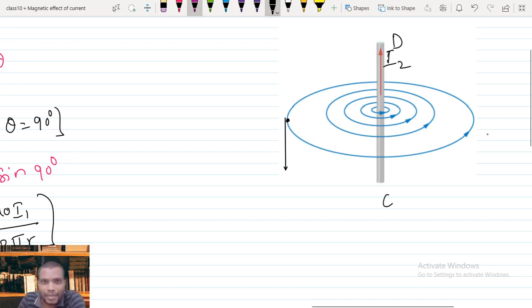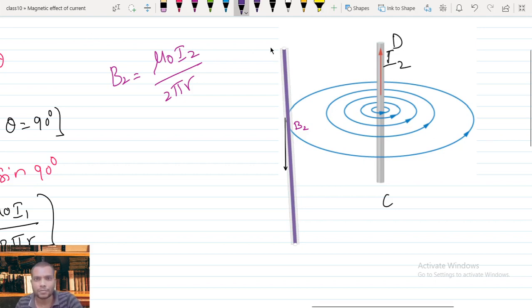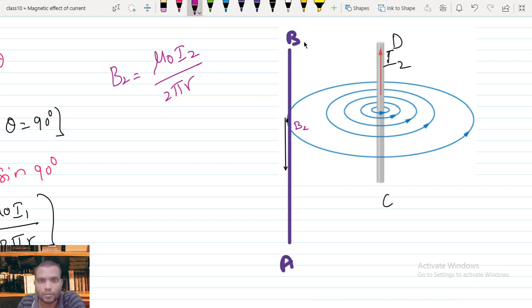Now what is the magnitude of the magnetic field? The magnitude of the magnetic field at this point, suppose I take this as B2, equal to, by the same Ampere law, mu naught I2 upon 2 pi r. Suppose this is at a distance of r. Now right here, I am considering another current carrying conducting wire. At the same point, it should be straight. If it is not, just assume it is straight. Now let it be the wire AB. What is the distance between them? Distance between them is equal to r.